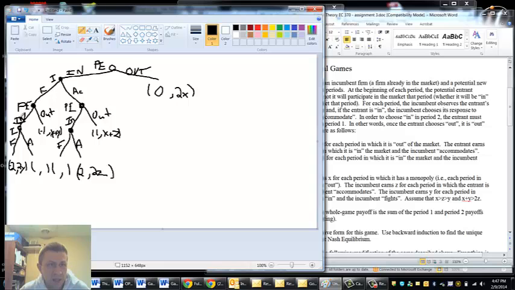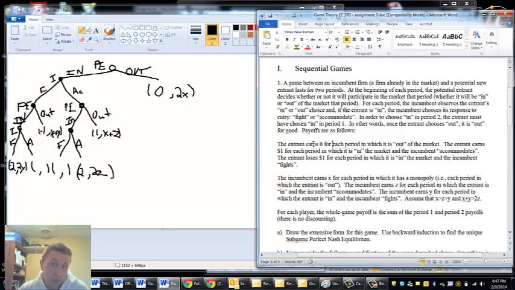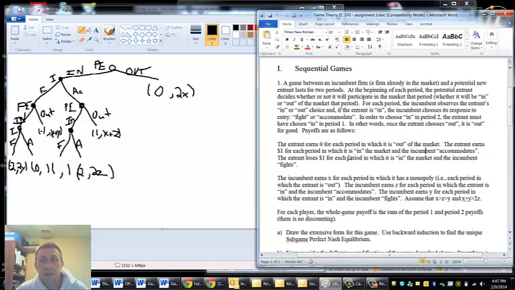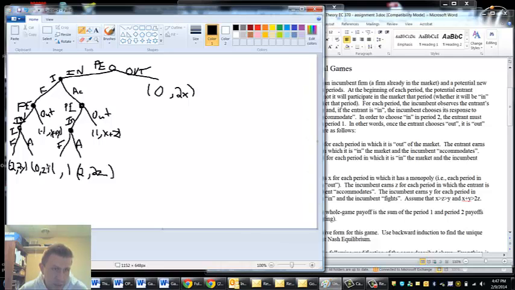So in fight and in accommodate. Well, what about the entrant? They lose $1 if they're in and the incumbent fought, and they gain $1 if they're in and the incumbent accommodated. So they lose $1 one period, they gain $1 the other period. That's 0. What about the incumbent? They earn Z when the entrant's in and they accommodate, and they earn Y when the entrant's in and they fight. So it's Z plus Y. And it's the exact same over here, in accommodate, in fight: 0 and Z plus Y.